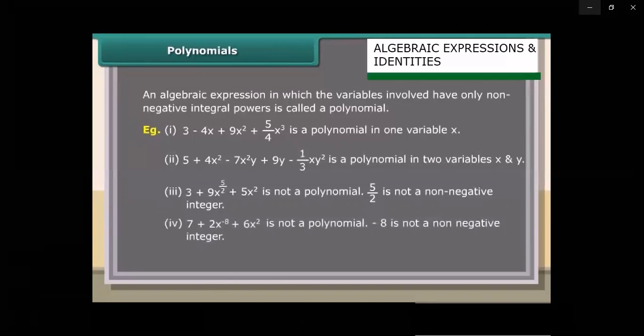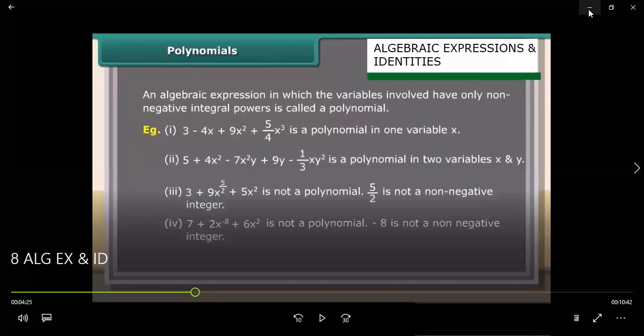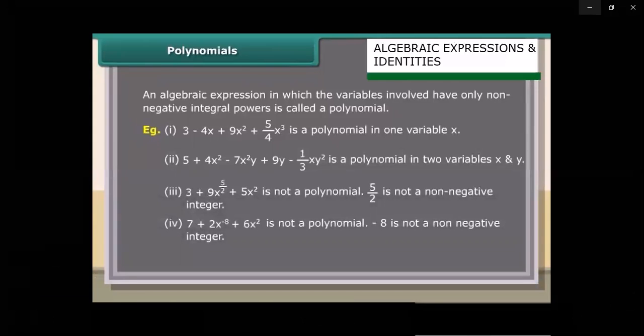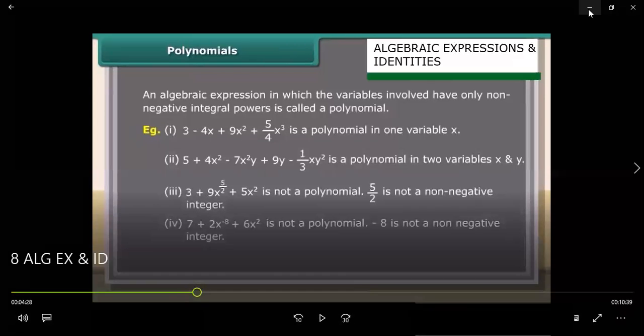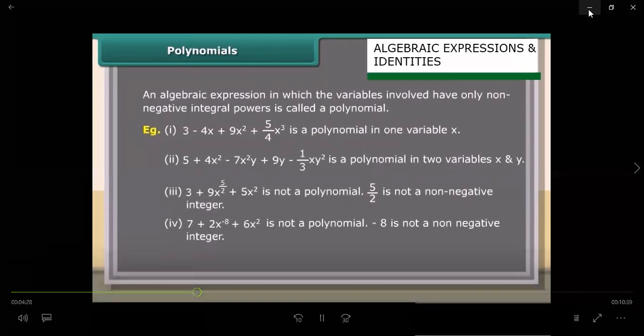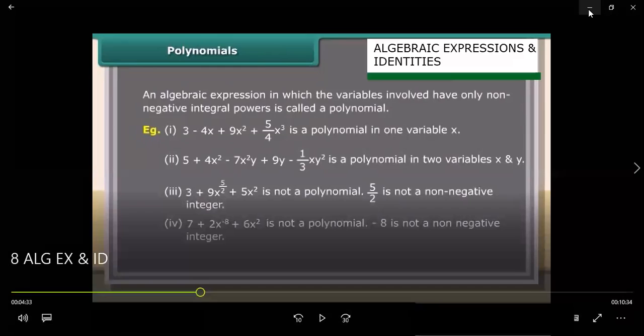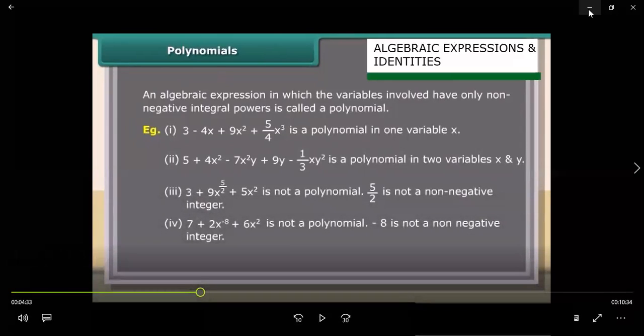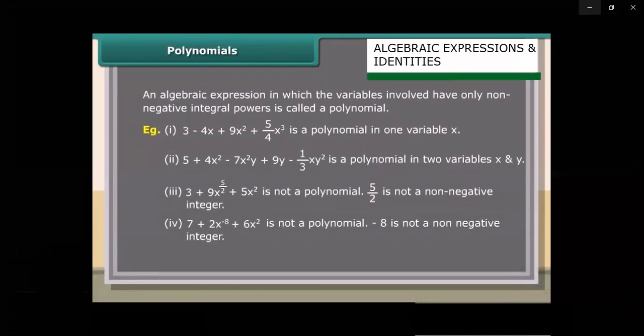Let's move to the fourth one, that is 7 plus 2 into x raised to the power minus 8 plus 6x square, which is not a polynomial. Why is it not a polynomial? Again, because minus 8 is not a non-negative integer. So these are the four examples. The first and second are examples of polynomials, and the last two are examples of non-polynomials because they do not have non-negative integral powers. Like this, you can frame various examples.